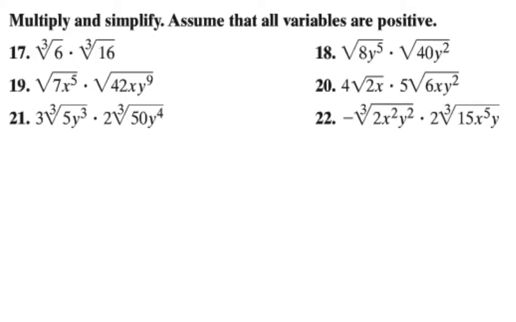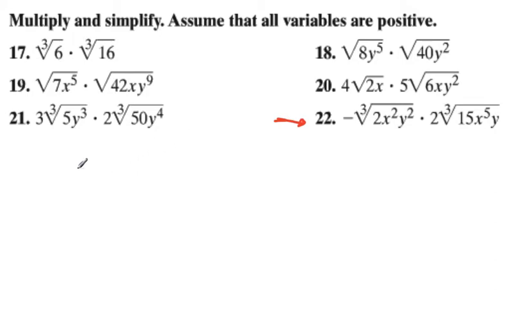All right, so we have to multiply and simplify. The only thing that you need to know before you multiply is that they have to be of the same root. And if you'll notice, each and every one of these six problems, they are either both square roots or both cube roots. Let's go ahead and do number 22, just because it looks the hardest.